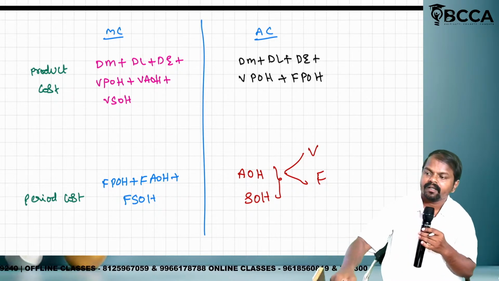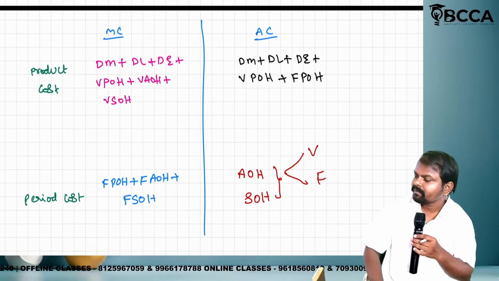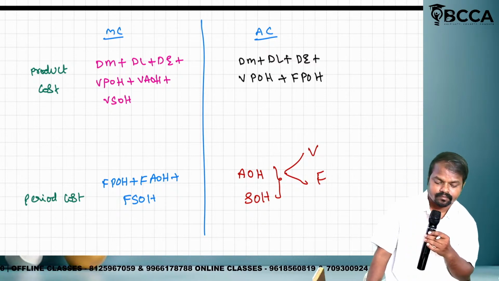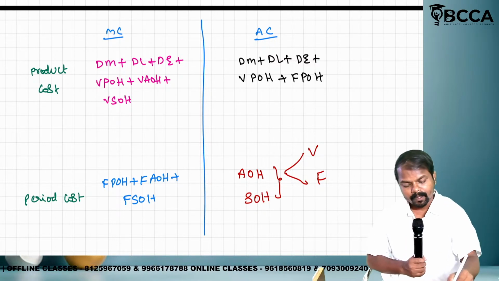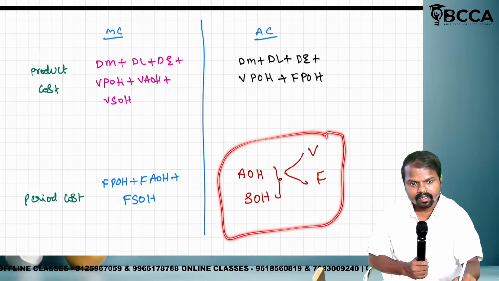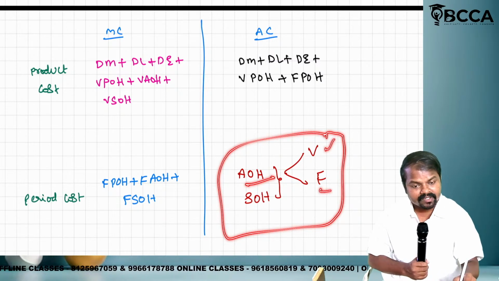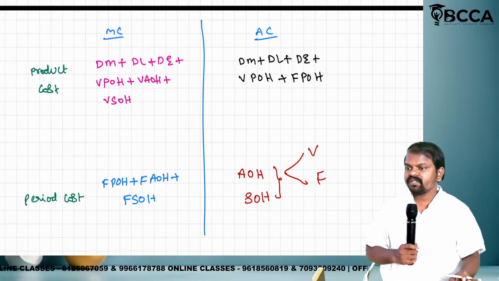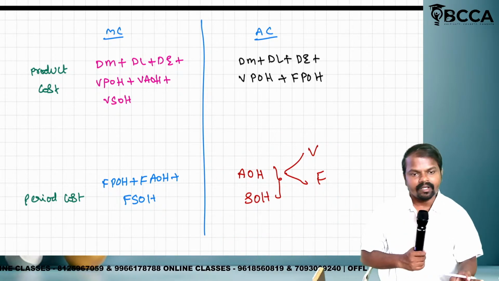Completed? Still writing. Whatever is written on the screen, are you getting it: variable portion of AOH, fixed portion of AOH, variable portion of SOH, fixed portion of SOH. Till now clear?